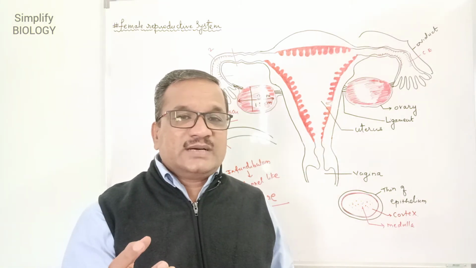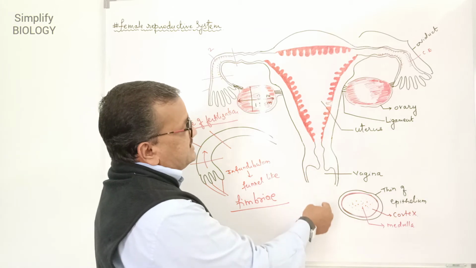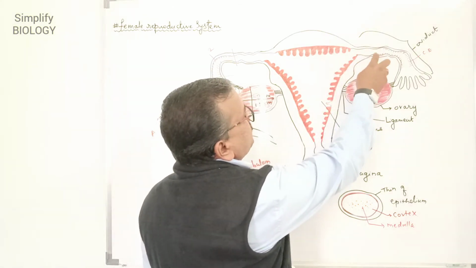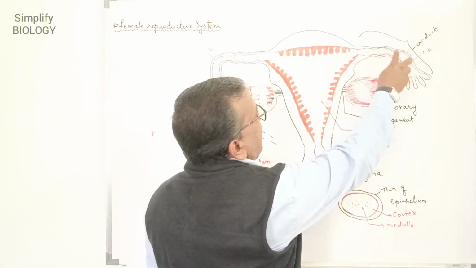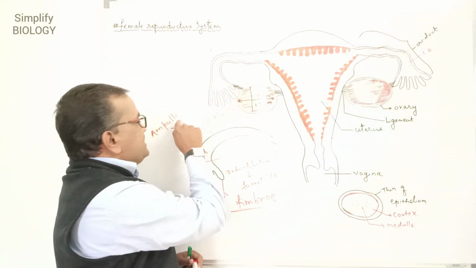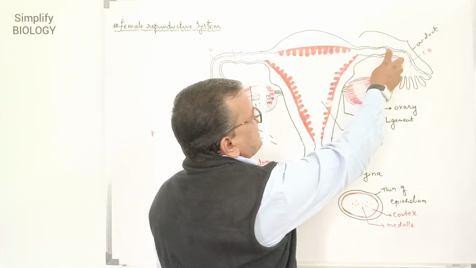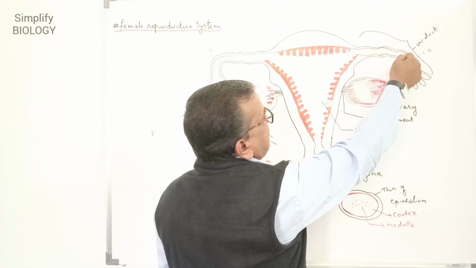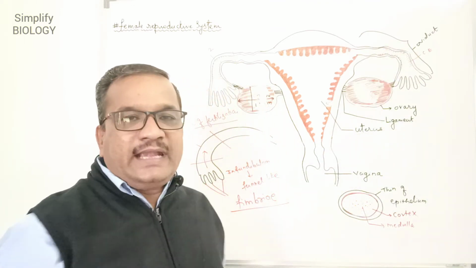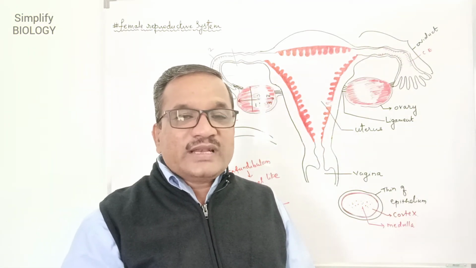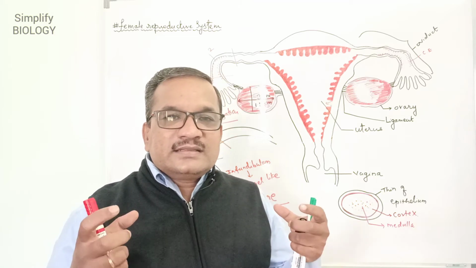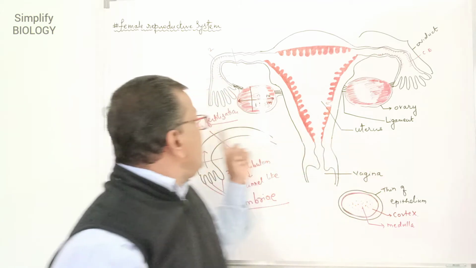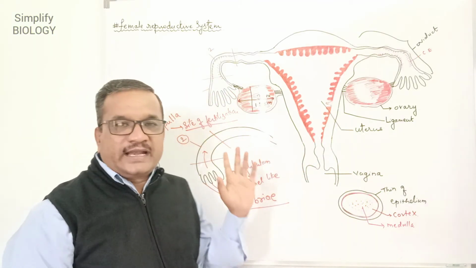When sperms come from the vagina, they move through the uterus. From the uterus they go to the oviduct, and in the oviduct the ampulla is present. When the ovum is released from the ovary, and ovum and sperm come together, fertilization will occur in the ampulla region. So you have to keep it in mind, ampulla is the site of fertilization.